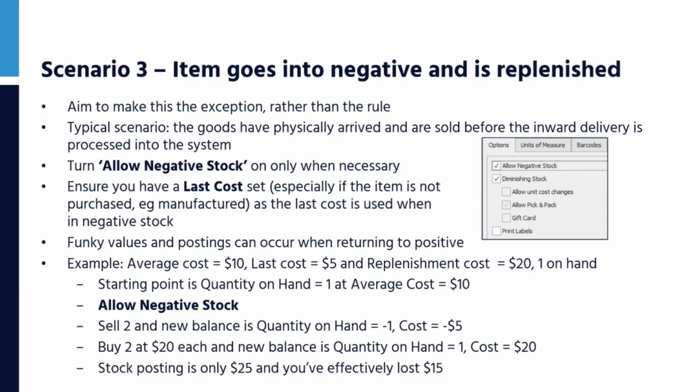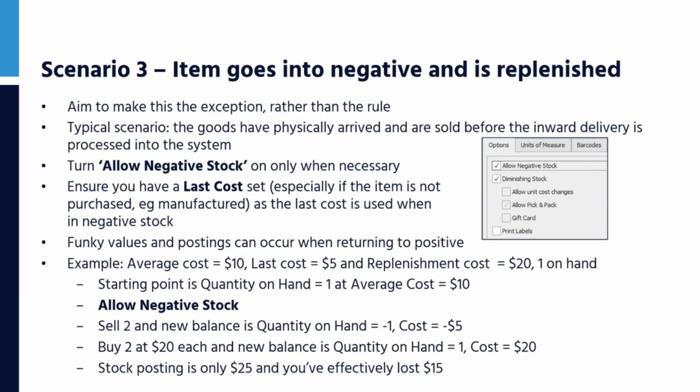So the typical scenario is the goods have arrived physically onto the shop floor. The person who processes the purchasing isn't able to do the inward delivery at that point in time. You've got one of your most important customers that's rocked up. They want to buy that widget that's just been delivered. It's not in your system, so you can turn on allow negative stock, which will allow you to sell that item prior to the purchase being processed in. So obviously those circumstances can give rise to undesired outcomes, but it's up to you at the end of the day whether you wish to do that within your organization. And again, it should only be used in those exceptions.